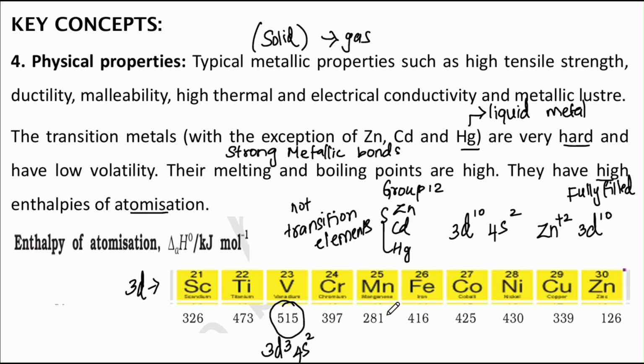You can consider chromium and manganese, which have the 3d5 configuration, but that configuration is already more stable. So the isolated form of chromium and manganese is already stable, but for vanadium, the isolated form is not stable, only the metallic form is stable. So for the conversion of the solid metal into the isolated gaseous atom, more energy is required. So the highest enthalpy of atomization in the 3d series is for the element vanadium.